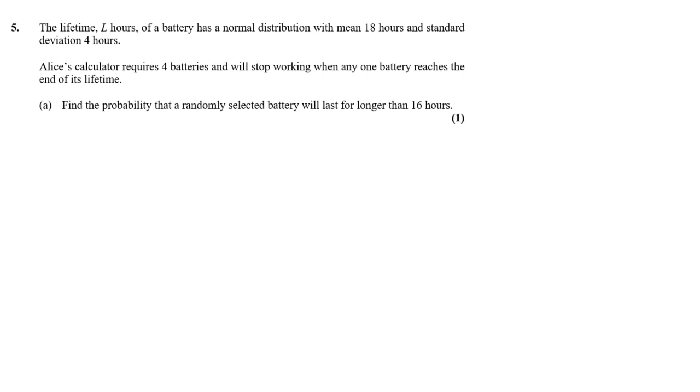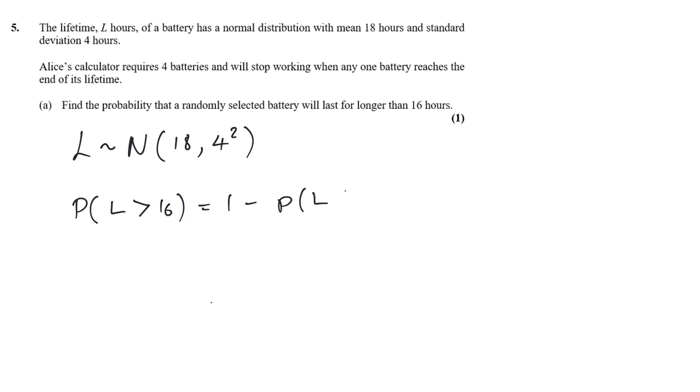So we begin here by trying to use the normal distribution to find the probability that a random battery lasts longer than 16 hours. We'll need to begin by setting up our model, and L can be modeled as a normal with a mean of 18 and a standard deviation of 4, so a variance of 4 squared. The probability that L is greater than 16 is equal to 1 minus the probability that L is less than 16. And we can find this probability using the calculator. We can just go into the normal CD and get that result, which is 0.3085 and a lot more numbers.